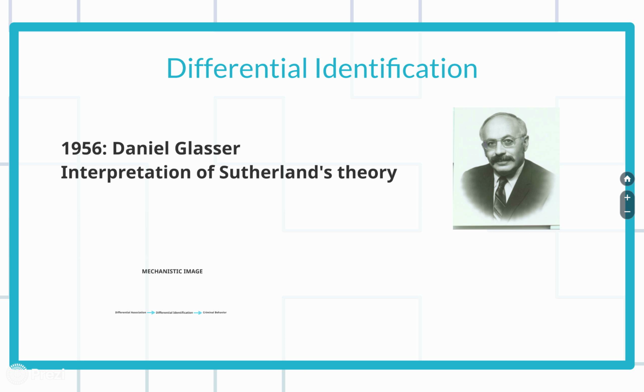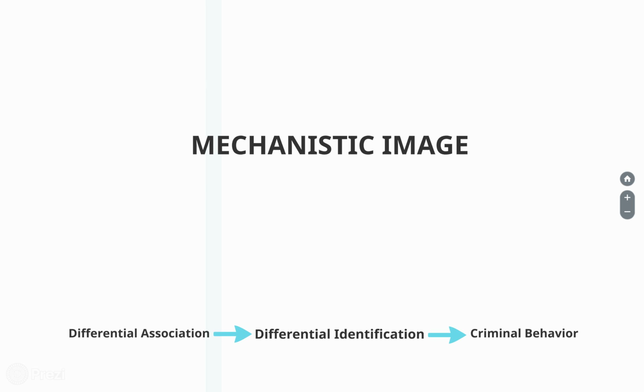There are many interpretations of the theory originally created by Edwin Sutherland. One of them is the 1956 theory, differential identification, that was created by Daniel Glaser. He said it actually conveys a mechanistic image of deviance. Such an image shows the individual as being mechanically pushed into deviant involvement by an association with deviance. It ignores the individual's role-taking and choice-making ability.